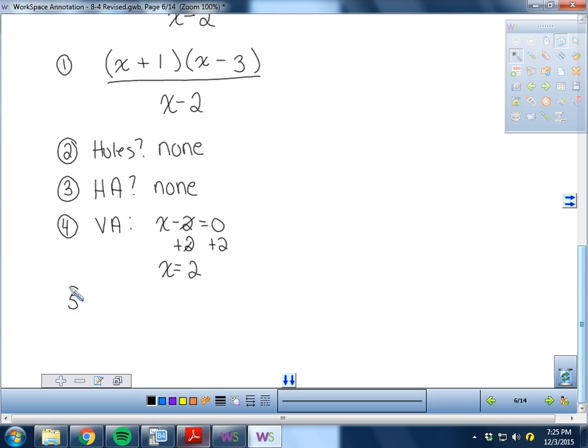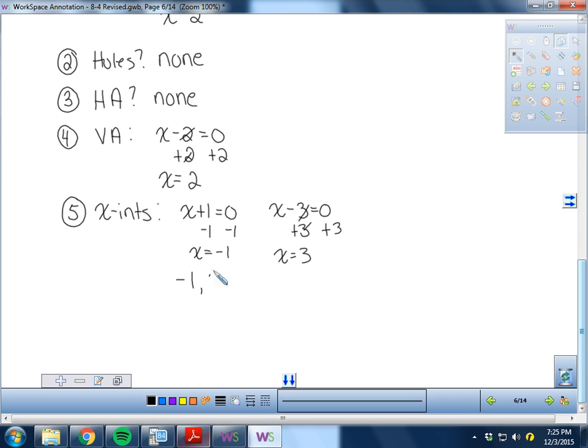All right, step 5. I'm going to use my factored numerator to determine my zeros. I'm just going to call them x-intercepts. Well, I have two factors in my numerator. I have x plus 1, so I'm going to set that equal to 0. And I have x minus 3, so I'm going to set that equal to 0. So I would subtract 1, so I get x equals negative 1. And I would add the 3, so I get x equals 3. So my two zeros are negative 1 and 3.